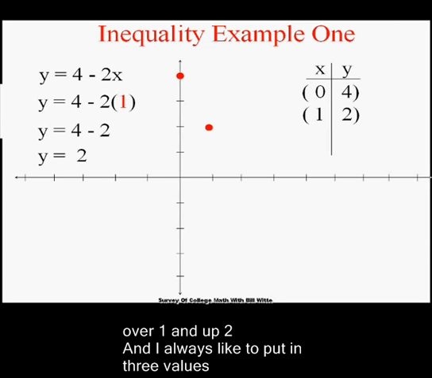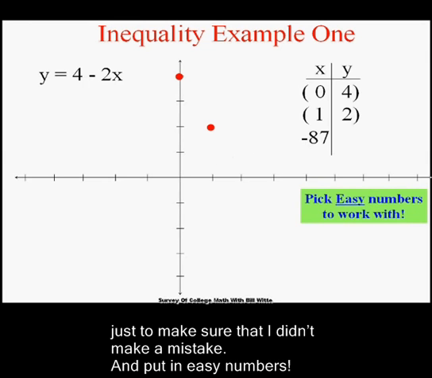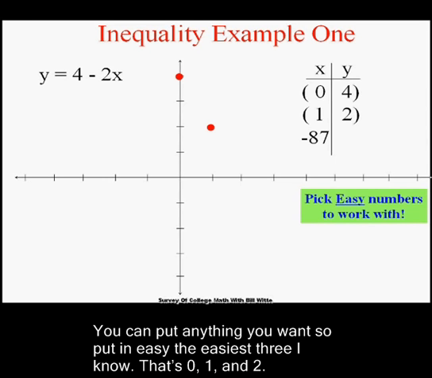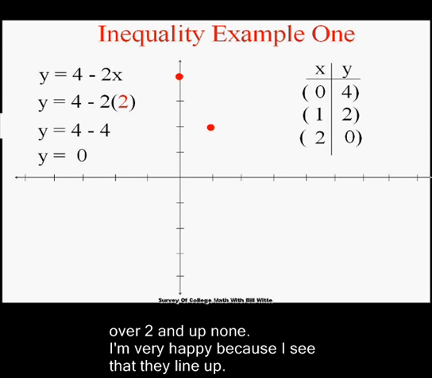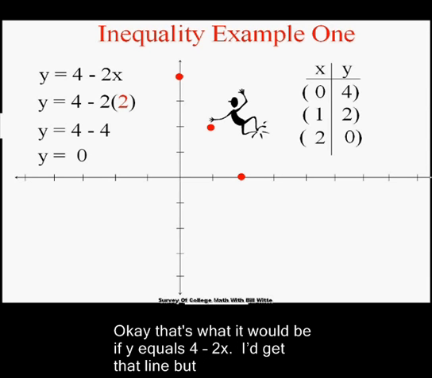I always like to put in 3, just to make sure I didn't make a mistake. Put in easy numbers. You can put in anything you want, so put in easy. The easiest 3 I know are 0, 1, and 2. So if I put in 2, I'll get 4 minus 4, or 0. And if I plot that point over 2 and up none, I'm very happy because I know they line up. That's what it would be if y equaled 4 minus 2x.